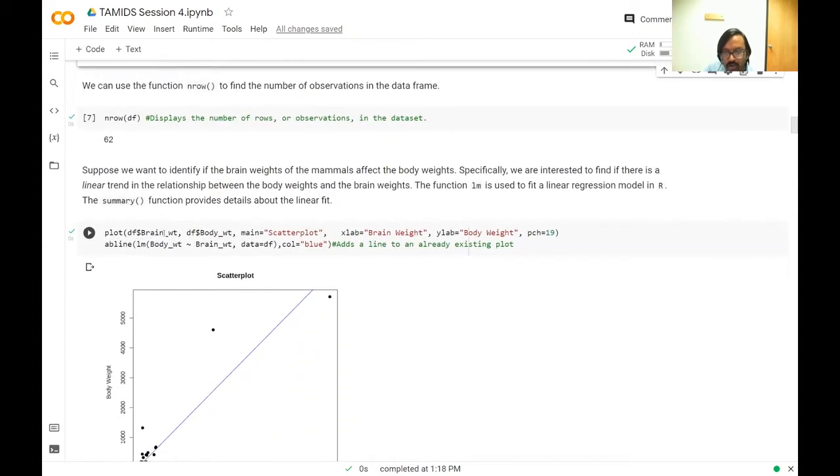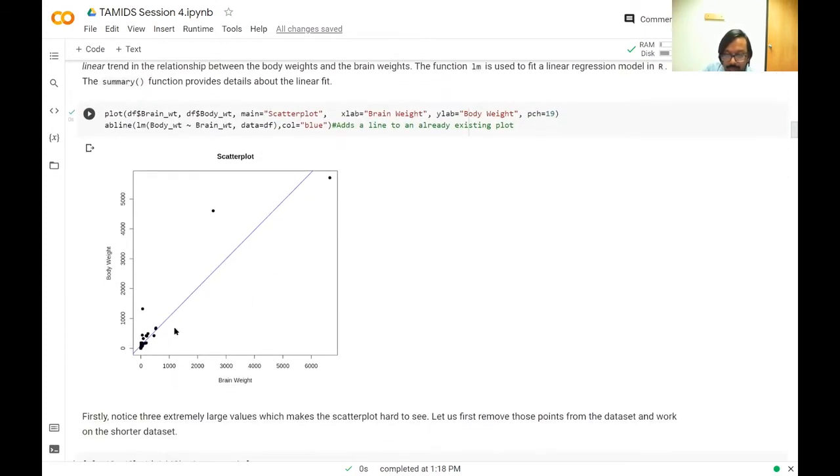So we use the plot function and we access the two variables using the $ sign and we plot it. As soon as we plot it, we have an overall linear fit here, and we are trying to understand what this plot looks like. First of all, notice that there are 3 points which are very large body weights, greater than 1000, because of which the scatter plot is difficult to understand, difficult to see.